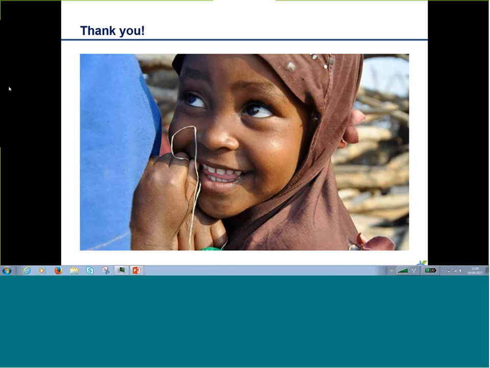Involvement of the private sector, it's really nice if that can be done through the SUN Business Network, if that is active in country. But there can also be other ways of having the private sector represented in the process, and also, with the findings of the analysis, engage the private sector.